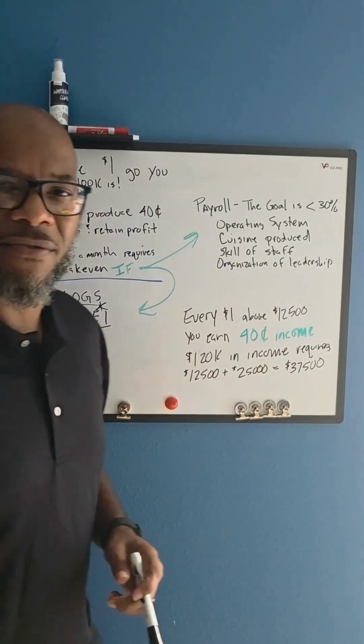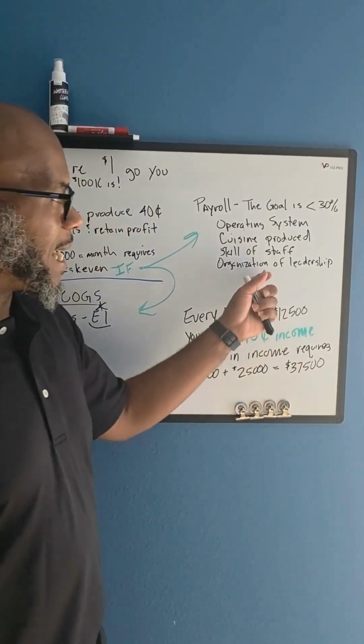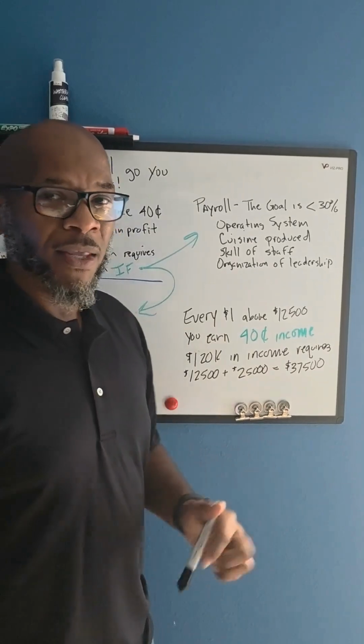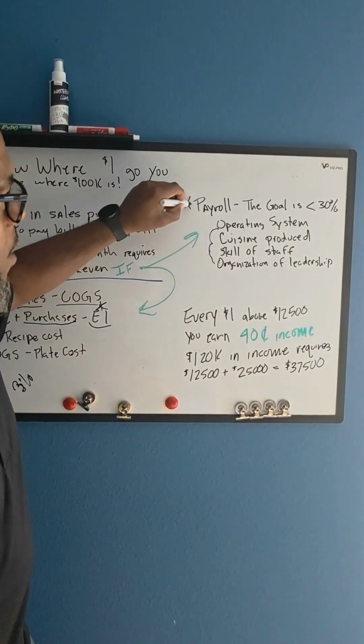And then you need an organizational leadership. Somebody has to be running the show. So if you're not going to work every day, somebody has to be equipped enough and know what they should do. So these are the things that are required to have an effective payroll run.